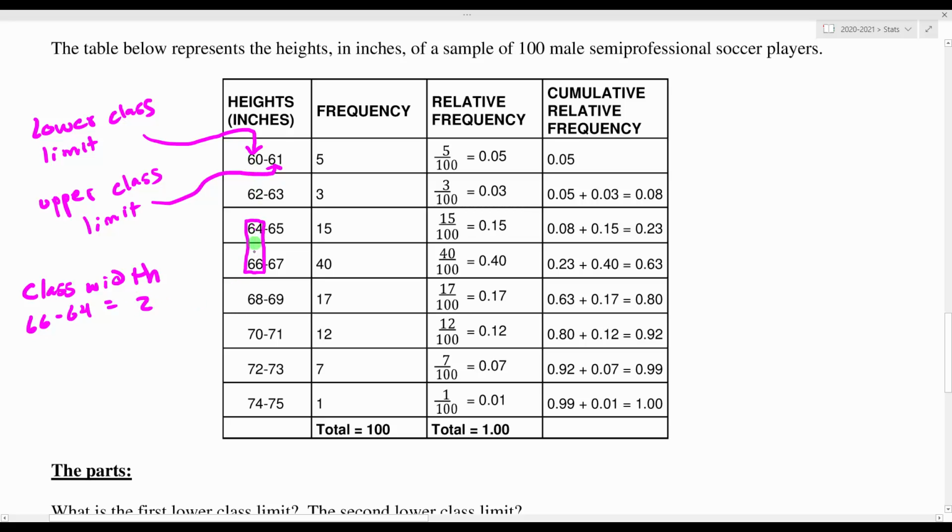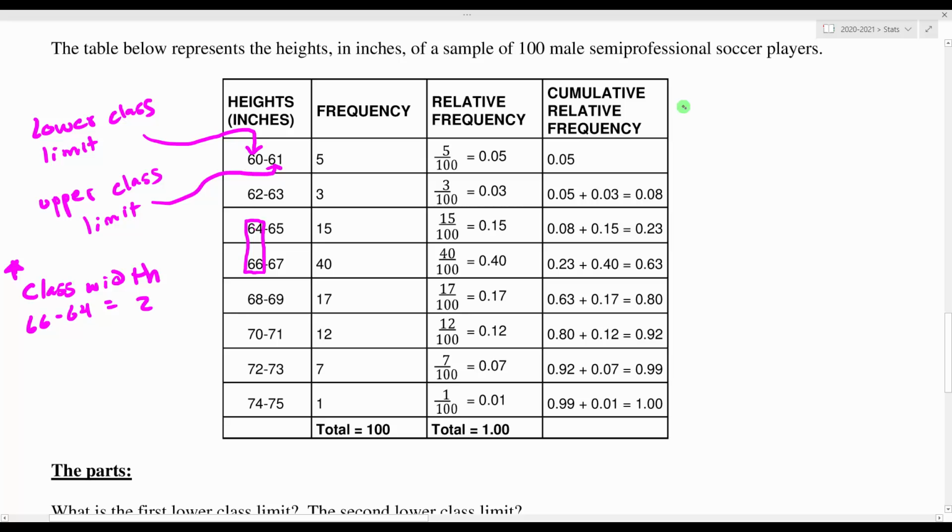And you'll notice that that class width is the same width for all of the classes, right? So it's one of the requirements for our frequency table that every class we create has to have a consistent class width. We can't go changing the widths of individual classes, all right? So class width, important. I might ask you to calculate that. It's real simple. Just take any 2 consecutive lower class limits and subtract them.